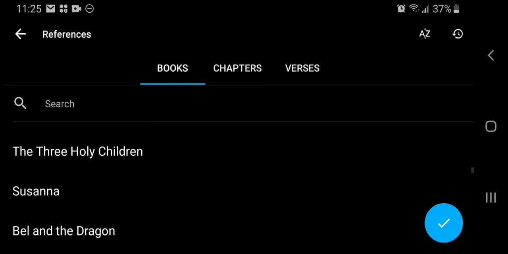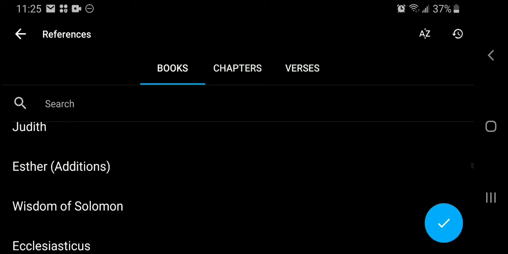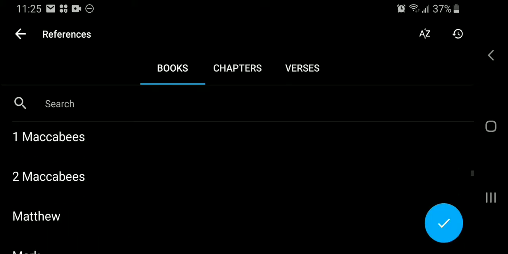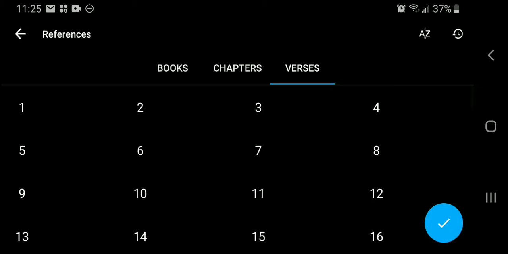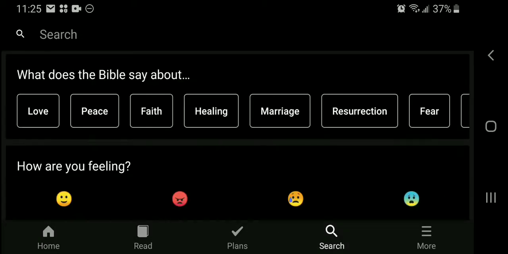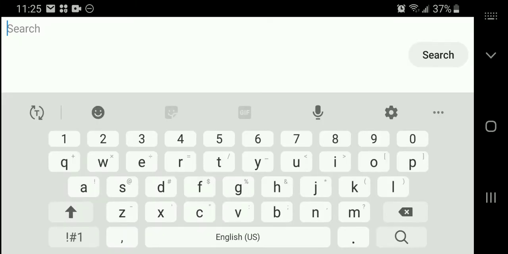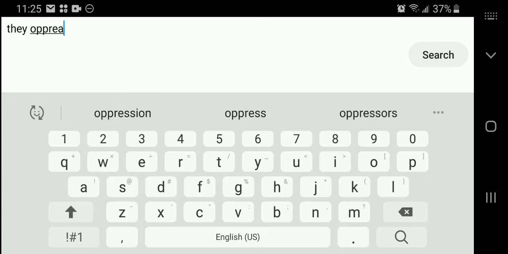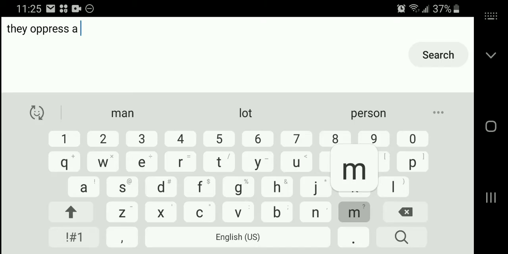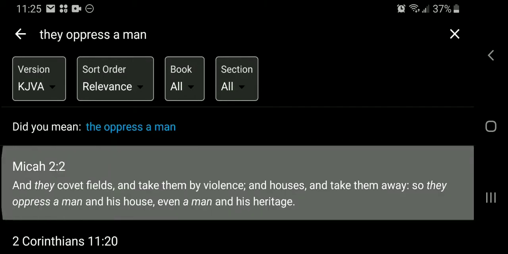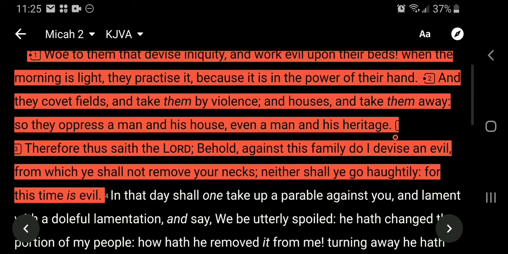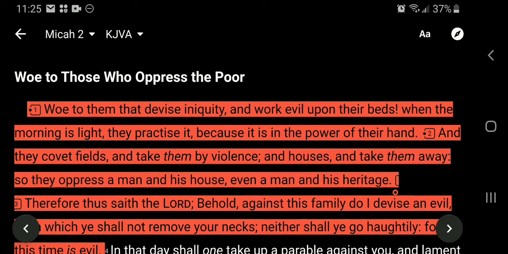Now, I can't remember. Let me see if I can type it out. Oh yeah, Micah 2, that's right. He said, woe to them that devise iniquity, and work evil upon their beds, because when the morning is light they practice it, because it is in the power of their hands.